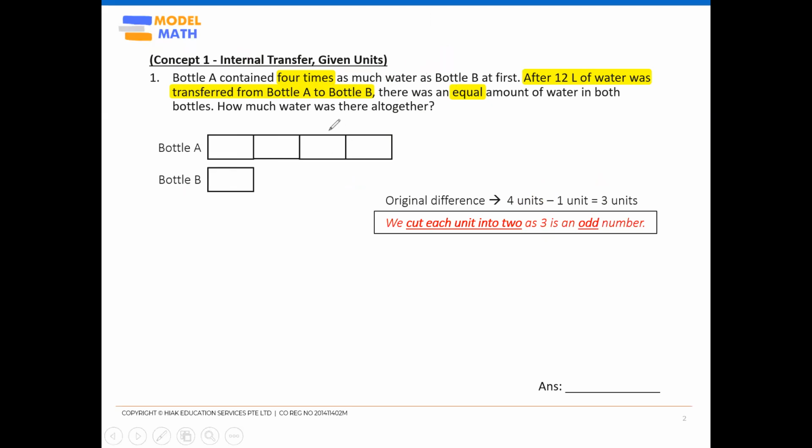most of the time you will be able to tell that, okay, this is your cutting point, and this is the point that I have to shade off as my 12 liters. This is fine also, you can do it this way. But of course, naturally from there, once you cut this 1 unit into 2 parts, you're going to do the same for the rest as well. So this is subsequently what you have to do also.